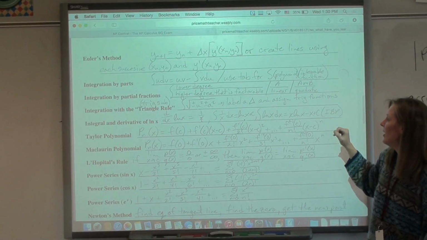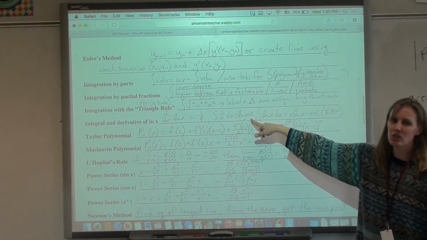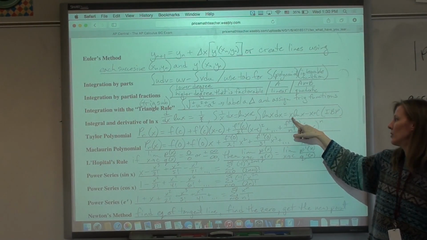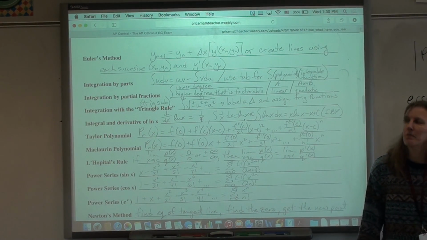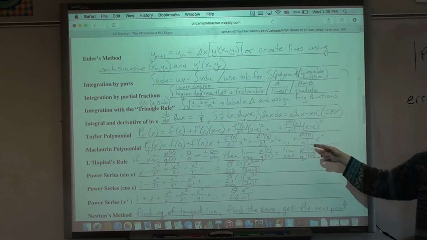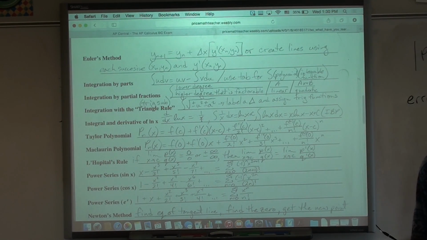Okay. All right. Integral of 1 over x is natural log x. Integral of natural log x is integration by parts, right? So x ln x minus x. All right, I just wrote out general formulas for Taylor and Maclaurin polynomials. They are the same, except Maclaurin's are around 0.